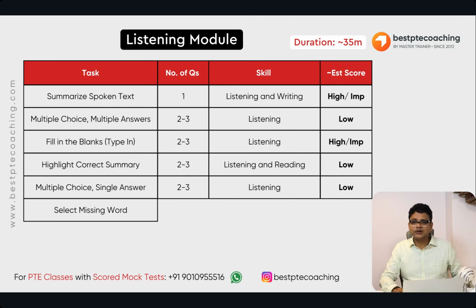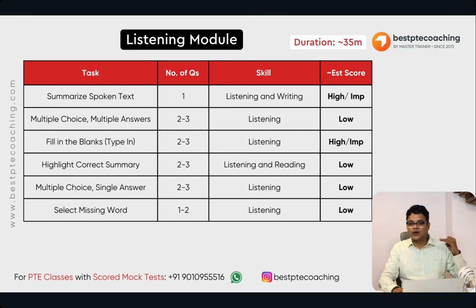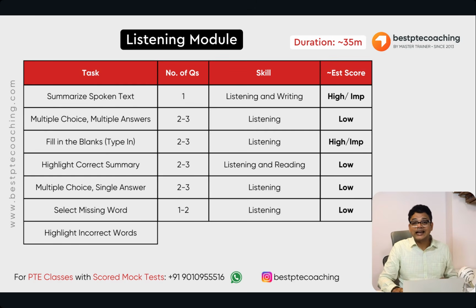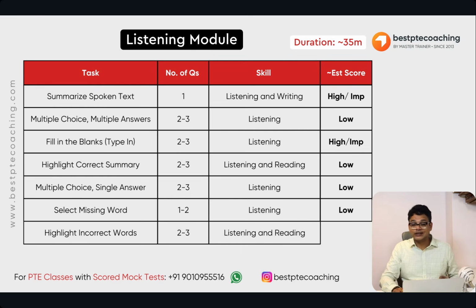And then select missing word, again same thing, 1 or 2 questions. You get what? Listening score only, and it's a low score item. And then highlight incorrect words. 2 to 3 questions. You get what? Listening score and reading score both. It's a high score task or an important task.